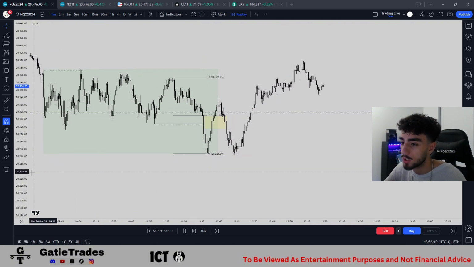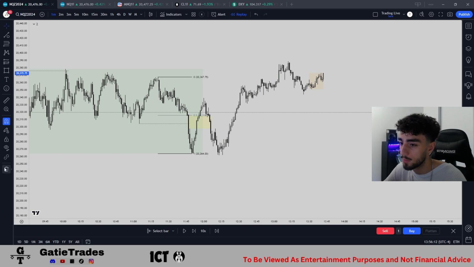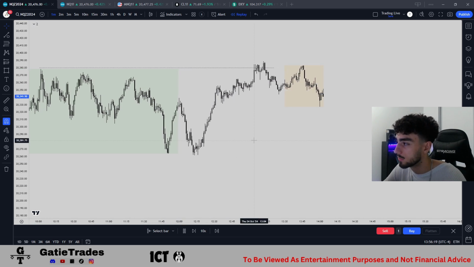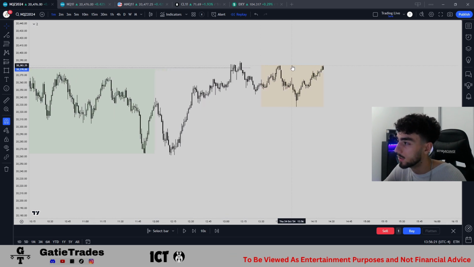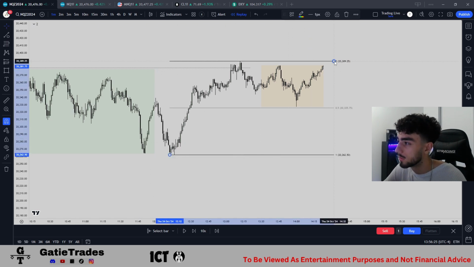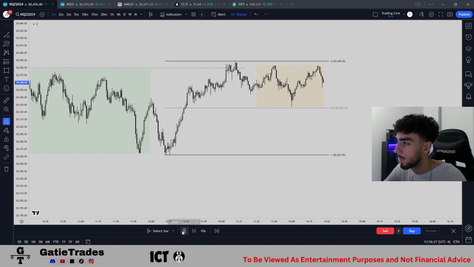We end up taking out the range high. So once you take out the range high, what can you expect? Range low or 50%. See if that happens. So it's not very clean. You might have been stopped out, but we came near 50% there. Just a couple points away.